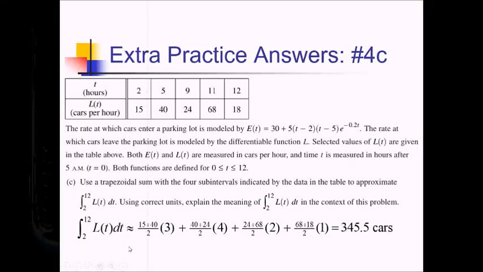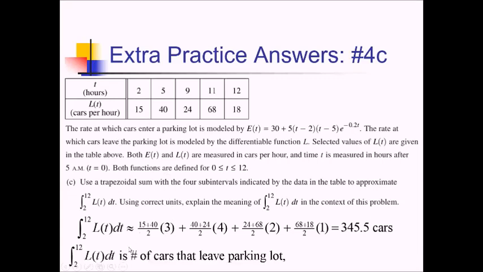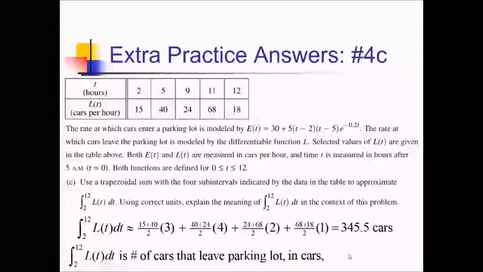Now, what did we just find? We just figured out, since we integrated the rate of leaving function, the number of cars that leave the parking lot in units of cars from time 2 to time 12. Now, since the t really just tells us how long after 5 a.m. it's been, if we wanted to be real fancy here, we could write from 7 a.m. to 5 p.m.